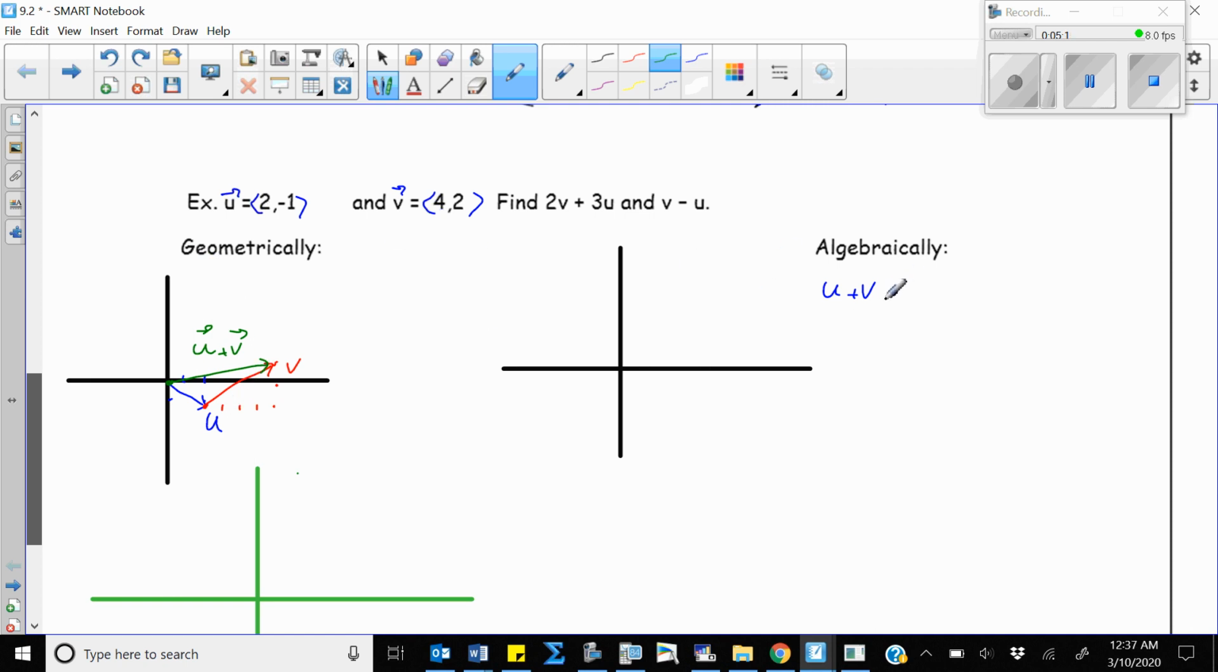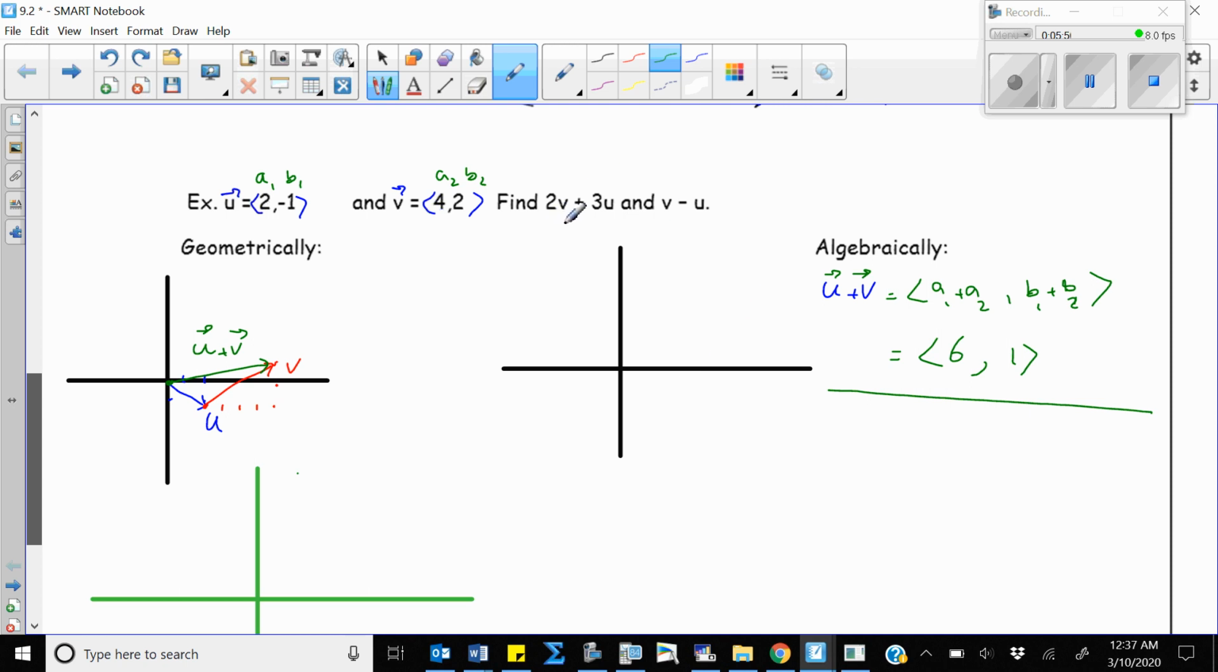But how do I do that algebraically? Vector u plus v will be a1 plus a2 and b1 plus b2. So a and b are the x and y components of u and v. Like this is a1, b1, this one is a2, b2. So we just need to add the x components together and the y components together and then write them down. So u plus v will be 2 plus 4, which is 6, and negative 1 plus 2, which is 1. This is u plus v.